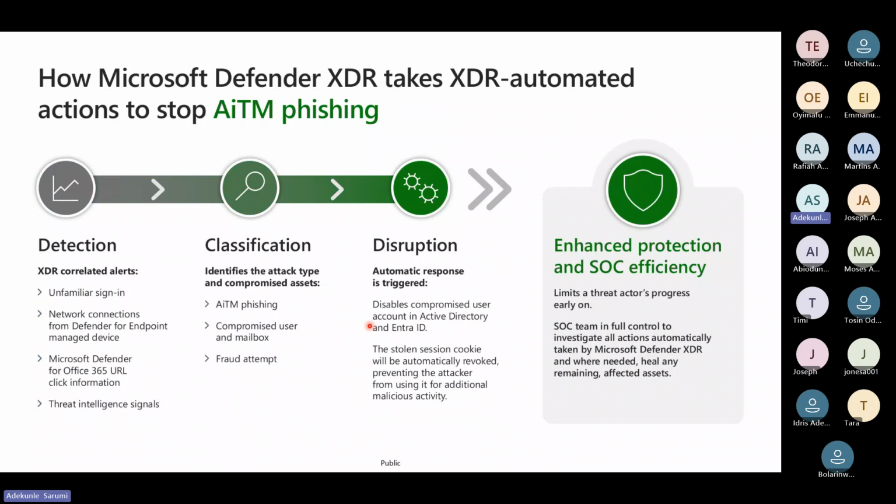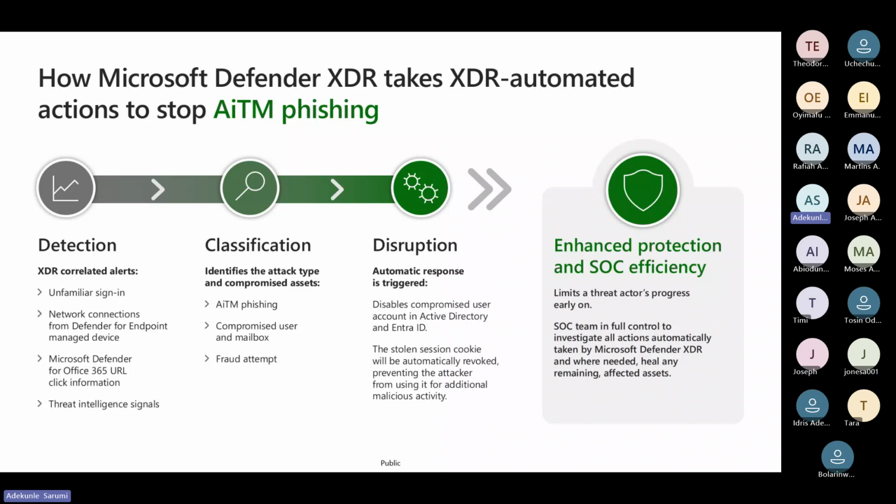With detection, same thing, it checks for unfamiliar sign-ins, it checks for network connections, it checks for the Defender for 365 URL click information. As part of the incident page, which shows you all the incidents, you can also get information like a reporting of who has clicked what, who has opened what, and which device is exposed. There's also a standard reporting pane in the Security Admin Center, which we'll see later on. So once it checks all this and the threat intelligence signals, it classifies them. Is it compromised? Is it a fraud attempt? Is it a man in the middle attempt, as the case may be?